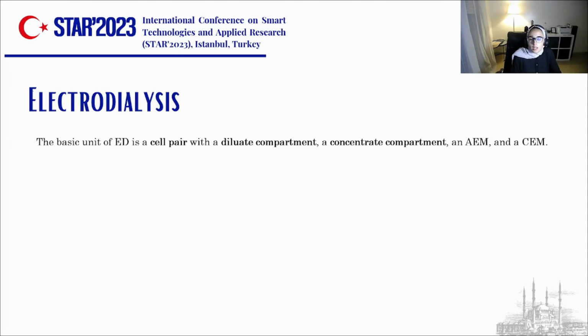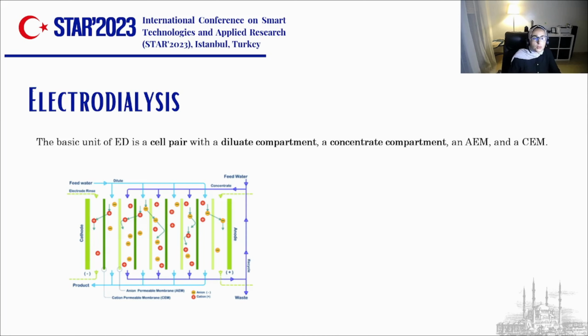Ion exchange membranes have seen exponential growth in process engineering, and they play a crucial role in environmentally friendly technologies. Electrodialysis uses ion exchange membranes under the application of a direct electric current, producing an ion-enriched solution called concentrate, and an ion-depleted solution called diluate. The basic unit of ED is a cell pair with the diluate compartment, the concentrate compartment, an anion exchange membrane, and a cation exchange membrane that are placed alternately.